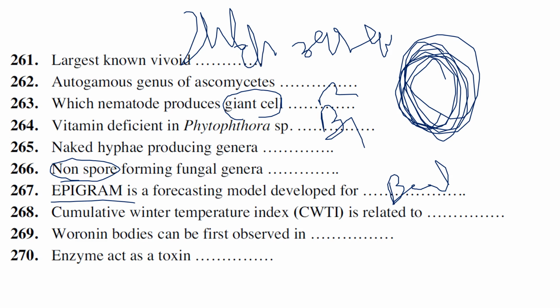Cumulative winter temperature index, that is the CWTI, is related to Stewart's wilt of corn. So this cumulative winter temperature index is generally related to Stewart's wilt. Why is it called Stewart's? It was first discovered by Stewart in 1895. Stewart's wilt is caused by Erwinia stewartii, right? That transmits through two kinds of beetles.